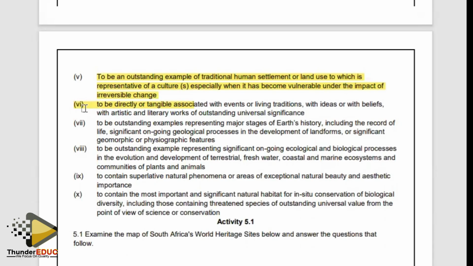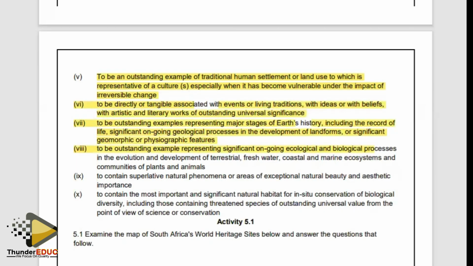Then the next criteria, to be directly or tangibly associated with events or living traditions. The cultural landscape also comes into play here. To be an outstanding example representing major stages in the Earth's history, including the record of life, ongoing geological processes in the development of landforms, or significant geomorphic or physiographic features.